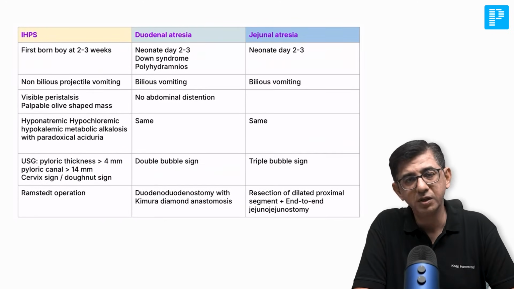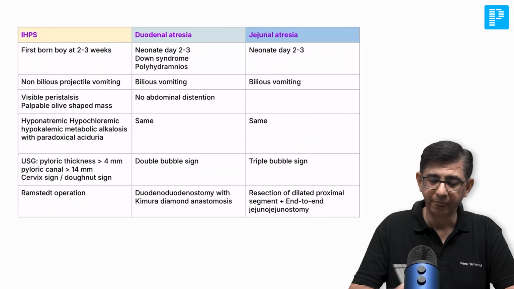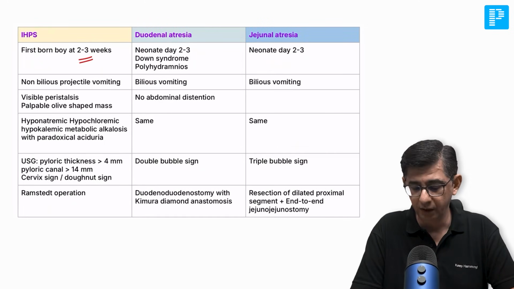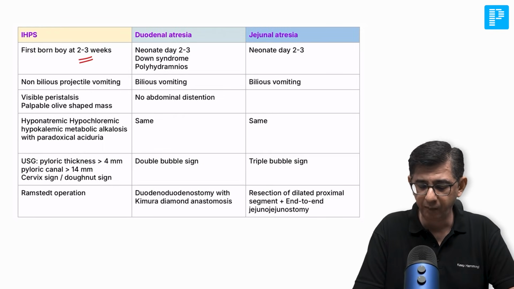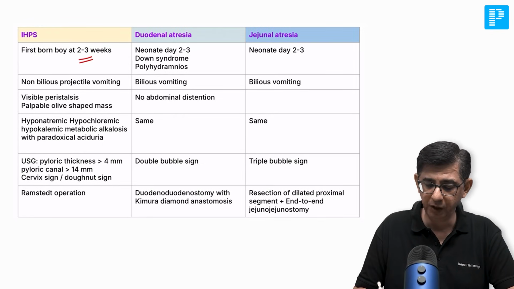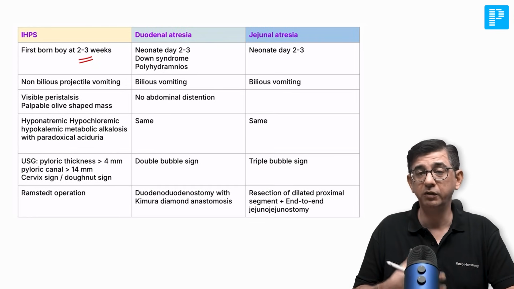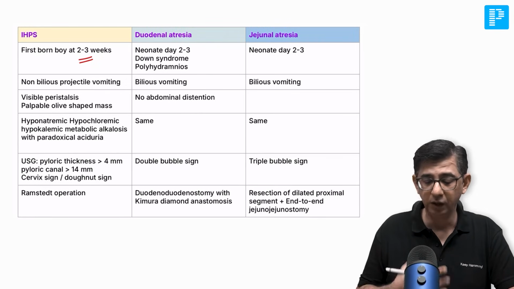So for IHPS, guys, it would be a first-born boy at 2 to 3 weeks with non-bilious projectile vomiting. There would be visible peristalsis and a palpable olive-shaped lump in the epigastrium of the patient. And this will be associated with electrolyte imbalances. Now, what are the electrolyte imbalances?